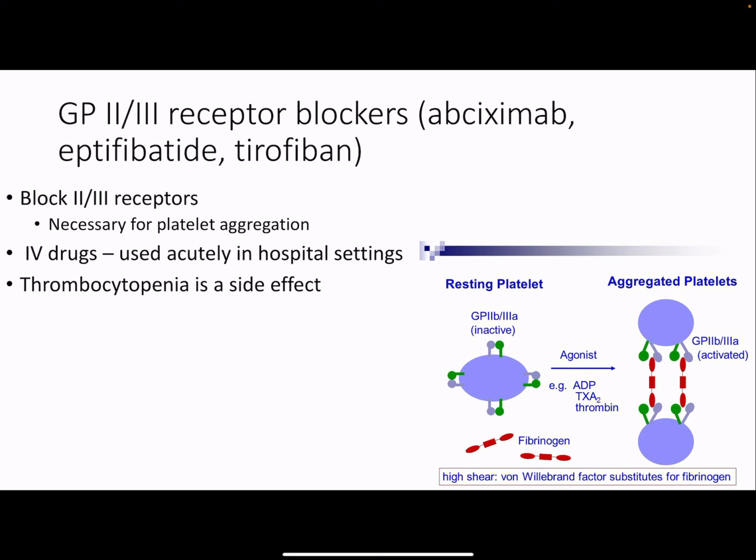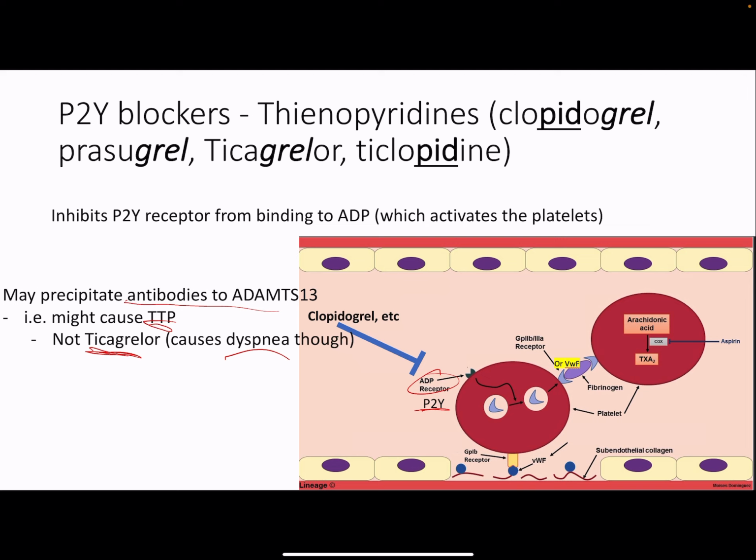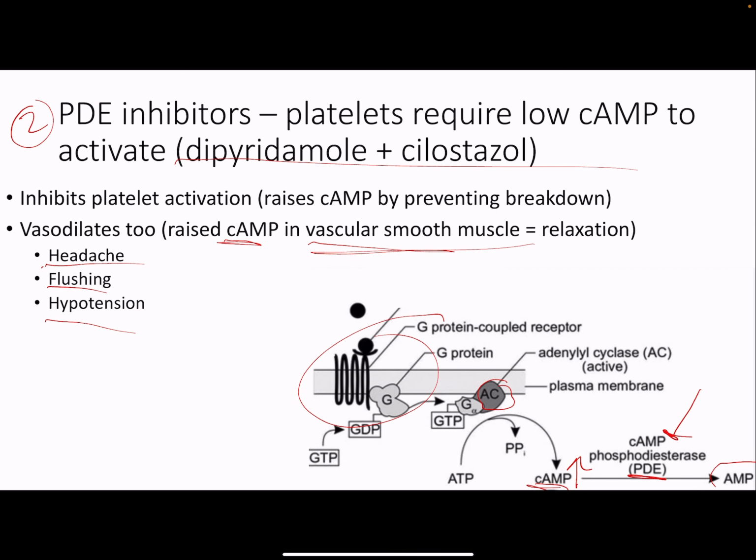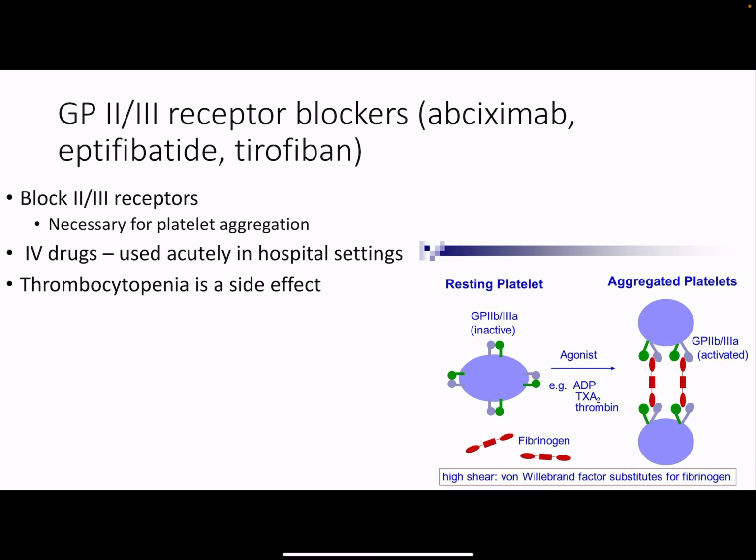So then the GP2 and GP3. The flow of events is more or less: ADP binds to the P2Y. This lowers the level of cAMP. So first, let's block this. And then we thought, okay, well, let's then cause the cAMP levels to go up. And if we can't, at the end of the downstream effect is the GP2, GP3 receptors being activated. This is our inactive state. But when they're active, they can bind fibrinogen, which means they can bind to each other. And this is causing the platelet aggregation, which is the primary hemostasis.